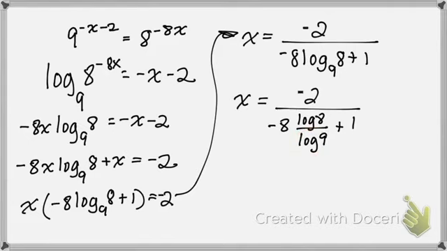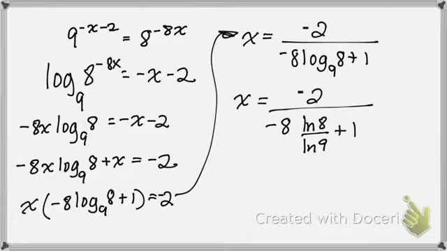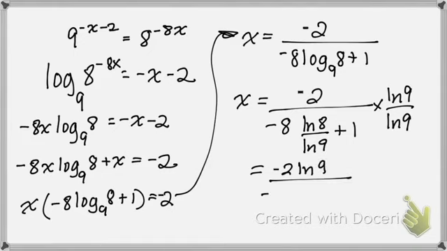If I wanted to do it as base e, I could write it like this. There. If I don't like how this looks, and I actually don't, I don't think this looks very nice, I could simplify the complex fraction by multiplying through by ln 9, and I'd get 2 ln 9 over negative 8 ln 8 plus ln 9, simply by distributing the ln 9 in the denominator and multiplying it by the numerator. That looks a little bit more simplified, a little bit more compact to me.